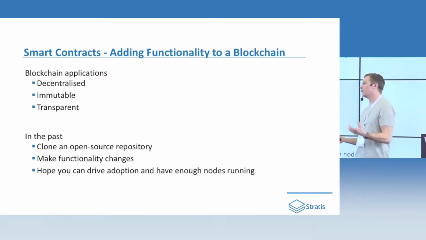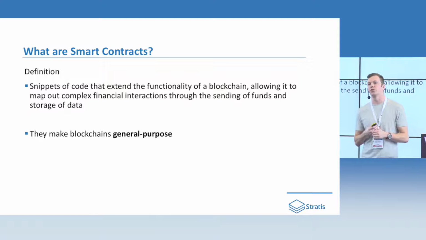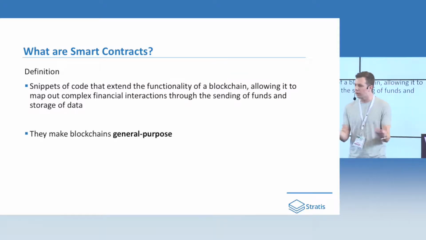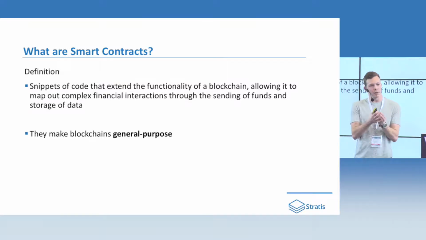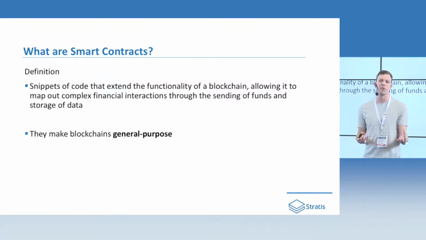So you need some kind of way to fix this scalability issue. This is where smart contracts come in. Formally defined, smart contracts are snippets of code that extend the functionality of a blockchain, allowing it to map out complex financial interactions through the sending of funds and storage of data. What this means for our auctioning example is anyone out here could build out some auction-related smart contracts, deploy them to one single blockchain, and this single blockchain now has more functionality than it did before.